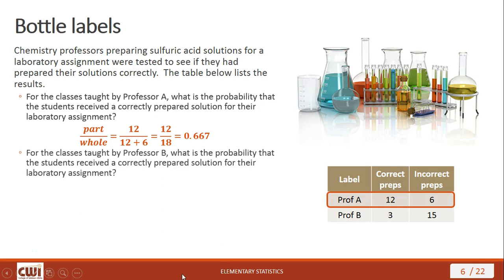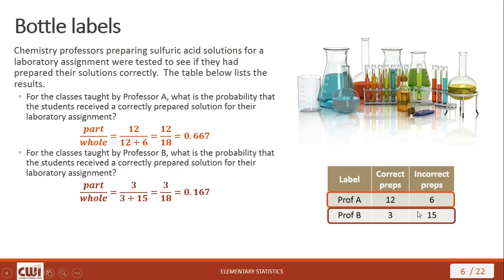Now, for the classes taught by Professor B, what is the probability that the students received a correctly prepared solution for their lab assignment? Again, we're running through the same calculation. Take the part and divide by the whole. We're looking only again at the row for Professor B because that's what's specified here in our problem statement.